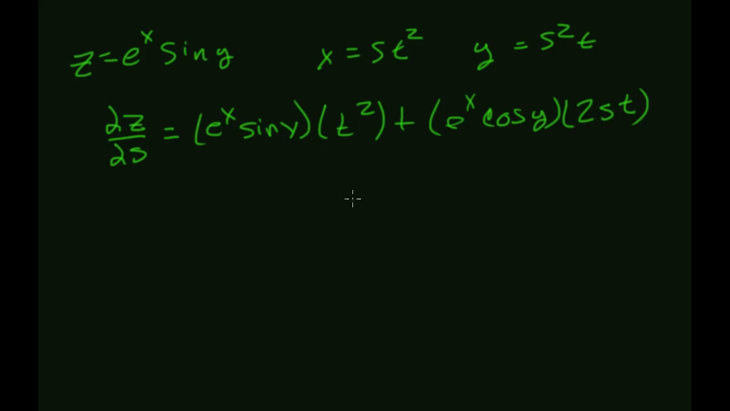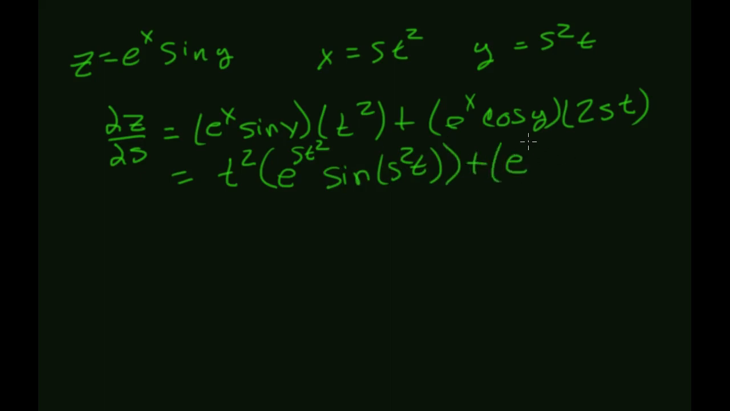Okay, and a little bit of rearranging here. What do we get? We get, let's see, t squared. X is st squared, so that's going to be e to the st squared, sine of s squared t, plus e to the st squared, cosine of s squared t, and that's going to be times 2st. Okay, so now we have the entire derivative in terms of s and t.